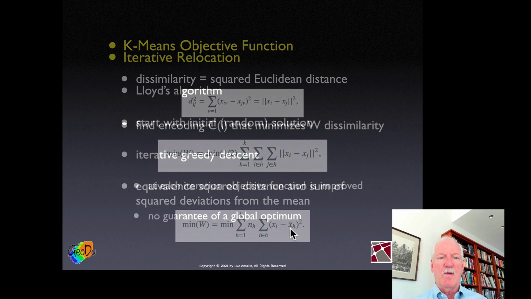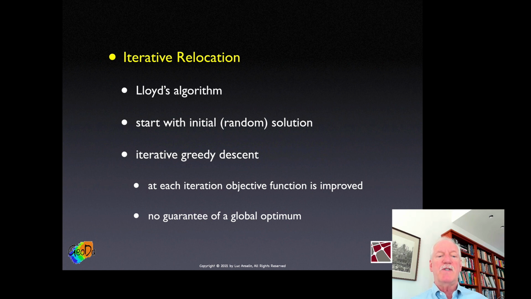That's the objective function. The way we go about this is by means of what is called iterative relocation. And the original algorithm is called Lloyd's algorithm. The way it works is you start with an initial random solution. So how does this work? Let's say we have a cluster with k equal 5. We pick 5 starting points, and then we allocate all the observations to one of these K groups, one of these 5 groups.